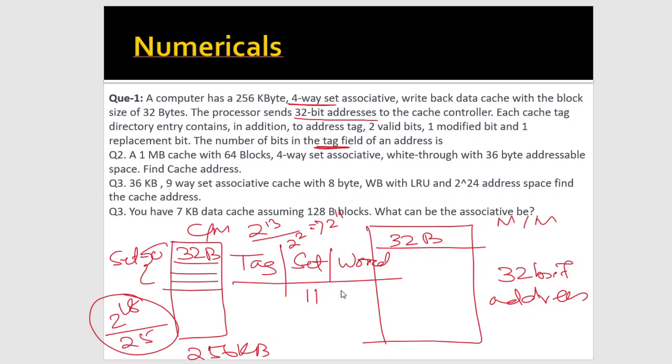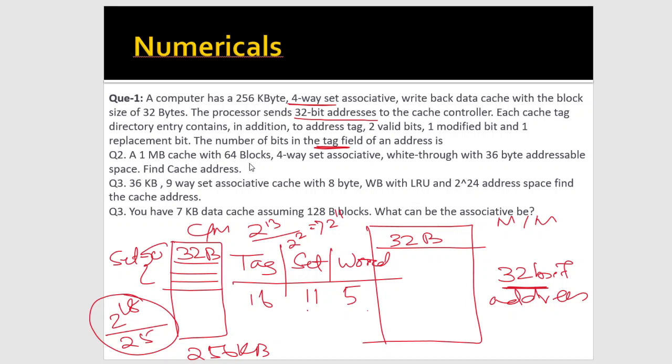What is byte addressable? 32 means 5 bits. And total is 32 bit. So 11 plus 5 is 16. So it will be 16. Is it clear? So this way I can determine the number of tag, set and word bits. Like that, you can look at the second question also.